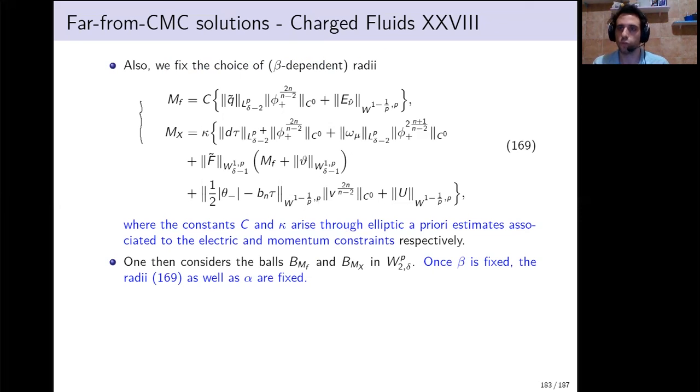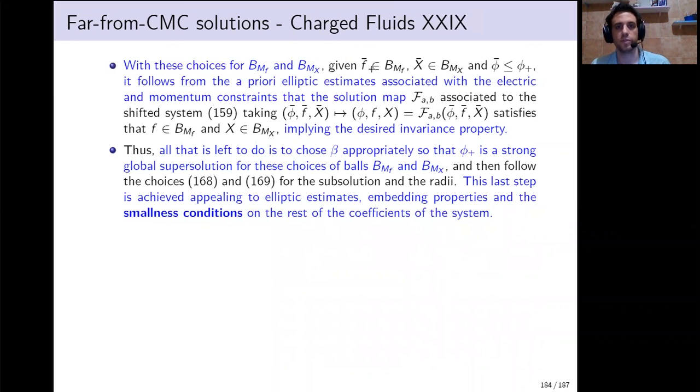Because due to the elliptic estimates, any solution to the linear problems that is constructed from some phi that is below phi plus is going to be below this bound that you attain via the elliptic estimates. But again, these radii are all only fixed after fixing beta. And then once we have that, we choose our balls in our functional spaces with these radii.